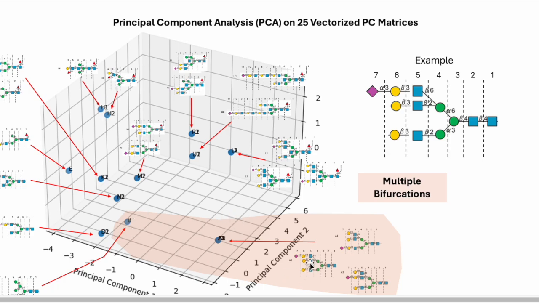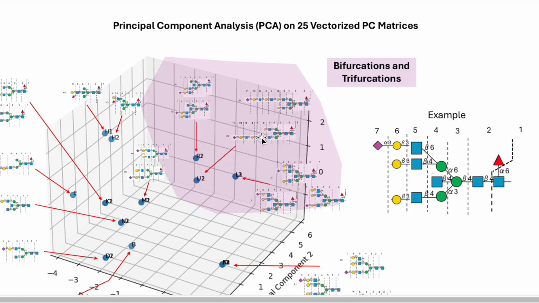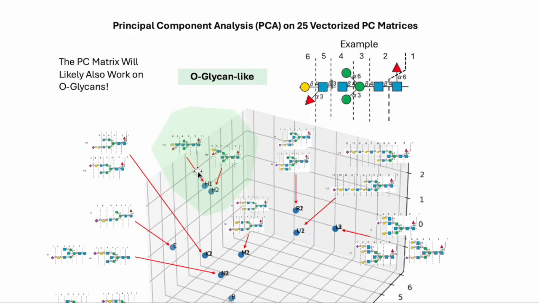Next, we have a region down here that represents glycans that have multiple bifurcations. For example, here's one bifurcation and here's another one. Then in the purple region, we have glycans that have bifurcations and trifurcations. For example, here's a trifurcation, 3 branches, and here's a bifurcation, 2 branches. Lastly, there's a green region in which the N-glycans look like O-glycans. And this was very exciting because this tells us that the PC matrix will likely work on O-glycans, which is the next class of glycans that we want to numerically translate.